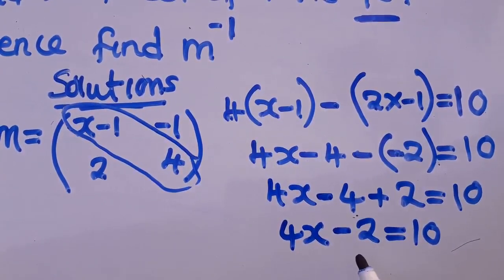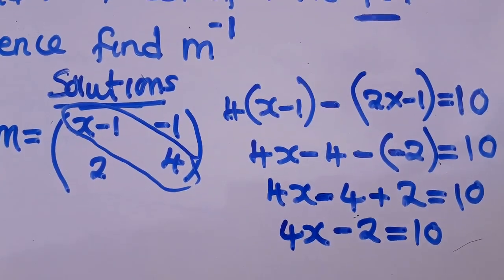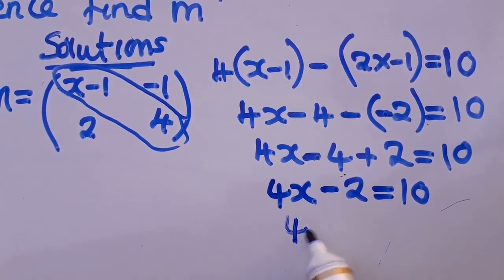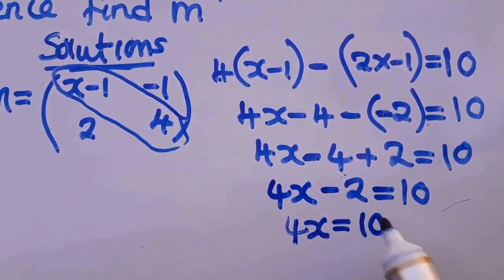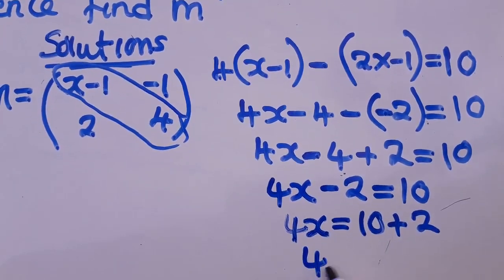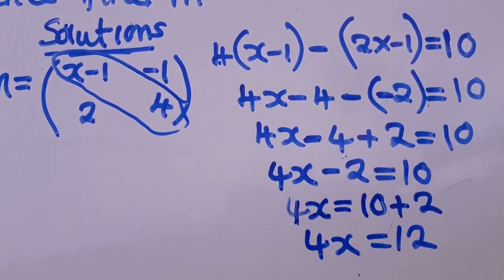This is an equation now. I believe no one is behind on this. This is an equation. What do we do there? What's the next thing? You say 4x is equal to 10. When this one goes outside, it's plus 2. So this is 4x is equal to 12.